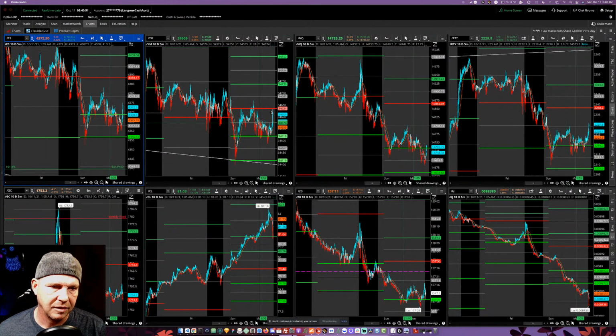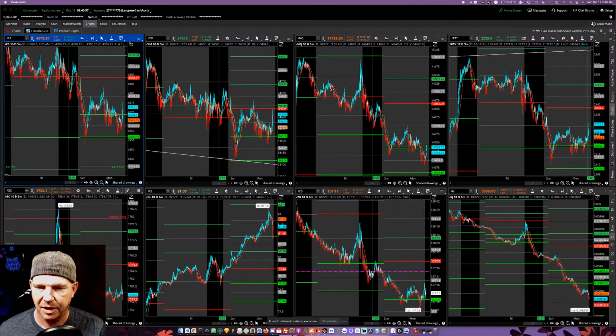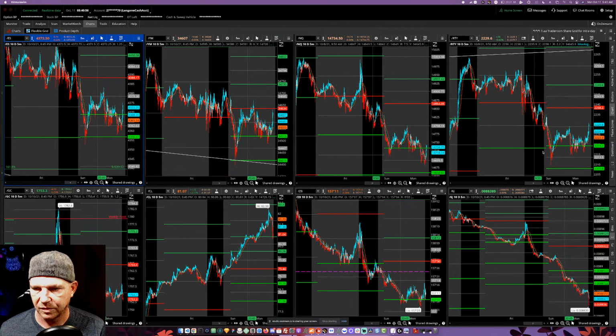Let's see. YM is running into midpoint resistance, right? NQ still selling off. The Russell down, but making higher lows, higher highs. So Russell might be reversing.